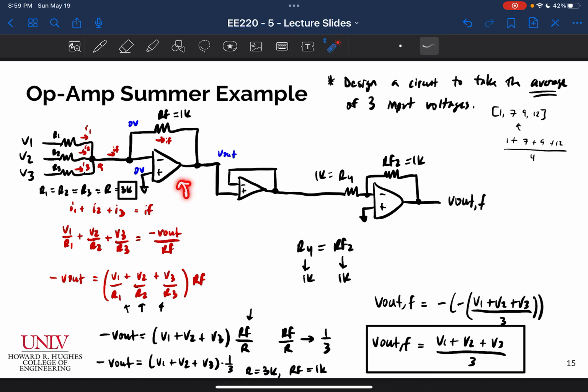Cascading is when I feed the output of one into the input of the next one. When I cascade op amp circuits, I typically want to include a voltage follower in between stages. It's not 100% necessary, but you can't go wrong if you do include one, okay? So if you have an extra op amp on the chip that you're using or whatever, you could always implement this to just guarantee that you won't cause any issues by interfacing the two circuits.